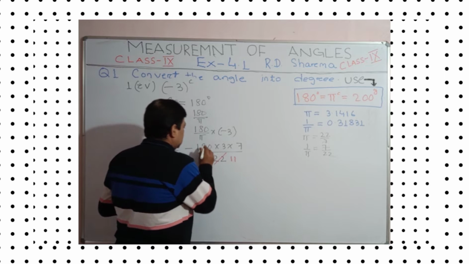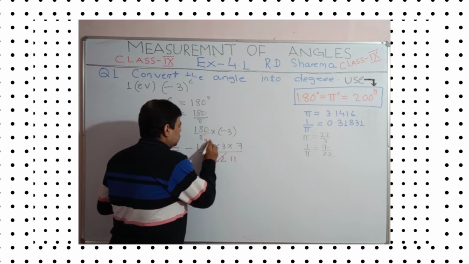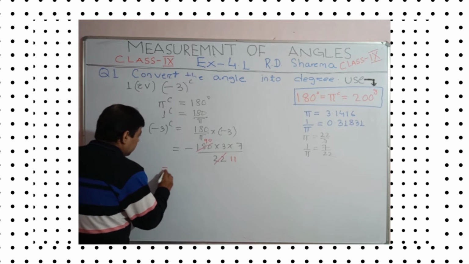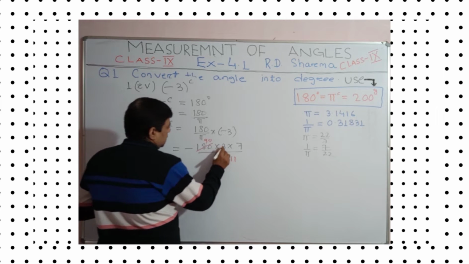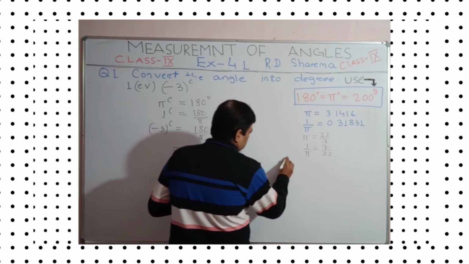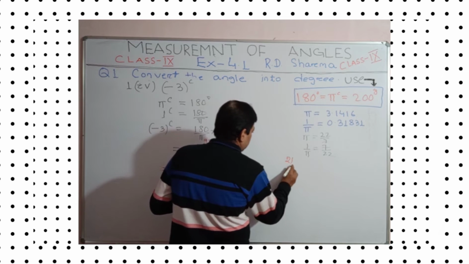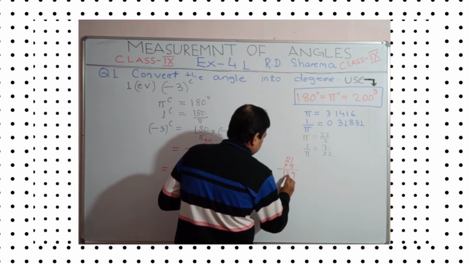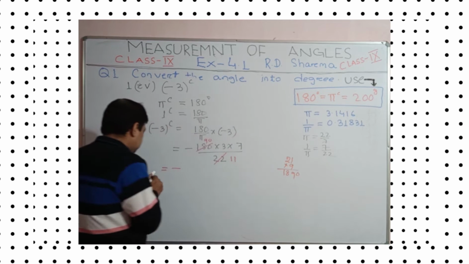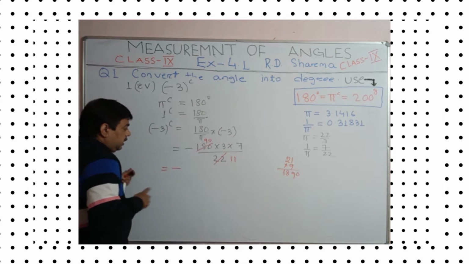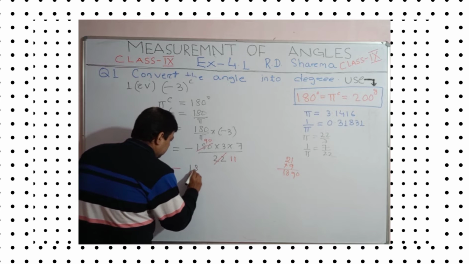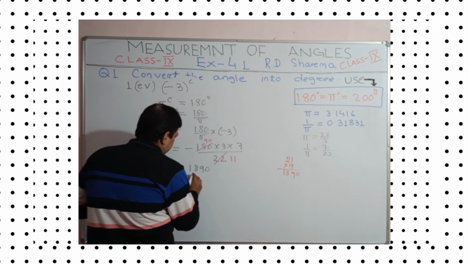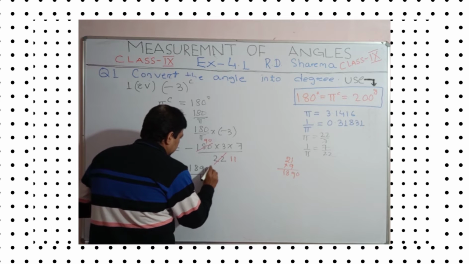Yes, so you can cancel here. 2 ones are 2, 2 ones are 2, 2 nines are 18, 0, 2 zeros are 0. Okay, and it will be minus 3 sevens are 21, 21 into 9. You see now, 9 ones are 9, 9 twos are 18, 0. It means it is coming 1890 by 11 degree.